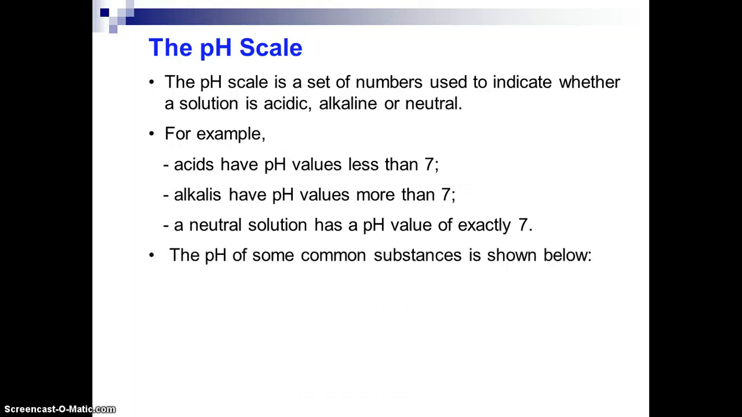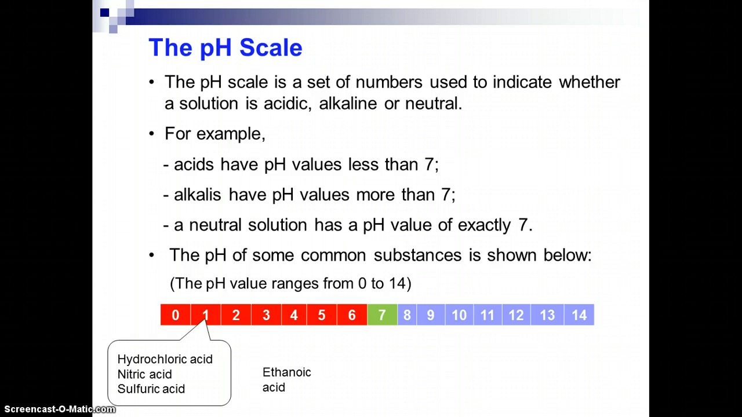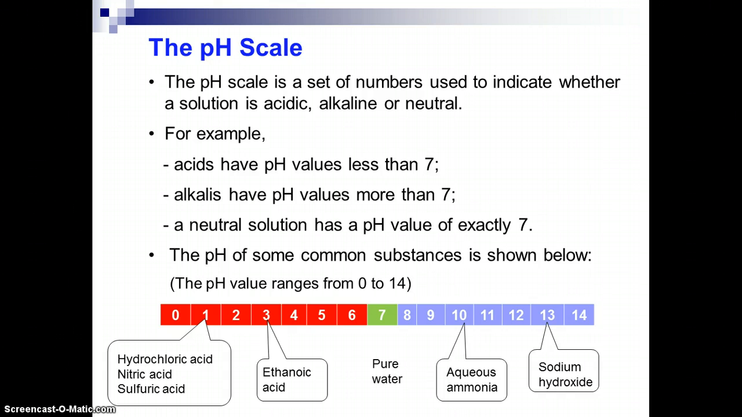Okay, the pH of some common substances is shown below. As you see, the pH scale ranges from 0 to 14. Hydrochloric acid, nitric acid, or sulfuric acid, common acids found in the lab, have pH values of 1. Ethanoic acid has a value of 3. Sodium hydroxide, on the other hand, is a very strong alkali, with a value of pH 13. Aqueous ammonia has a value of pH 10. And pure water has a value of 7.